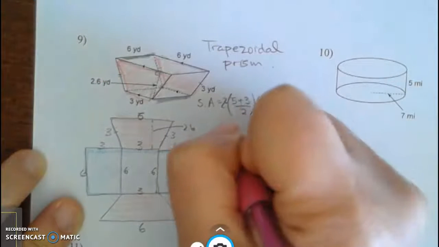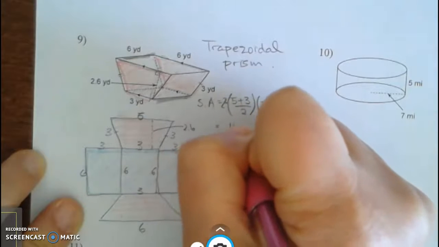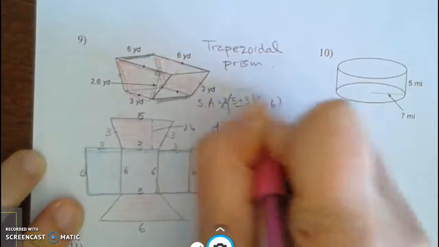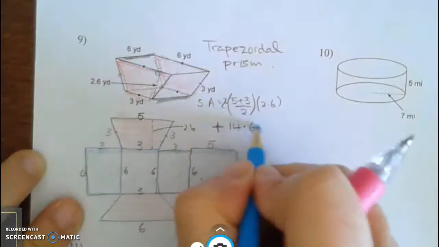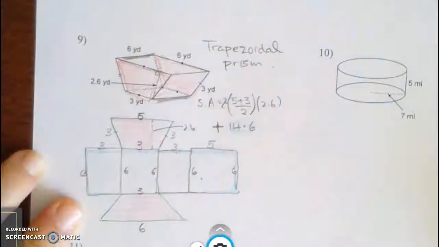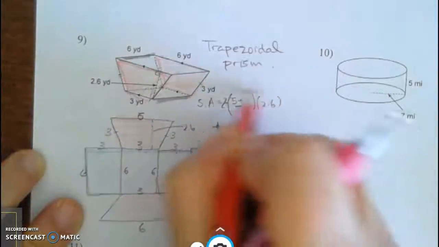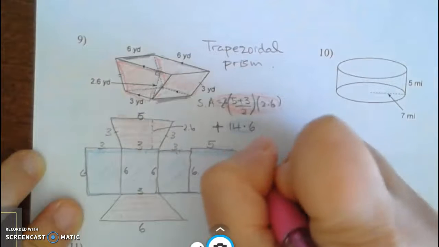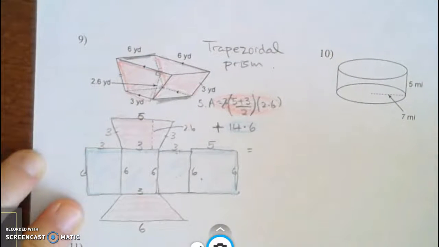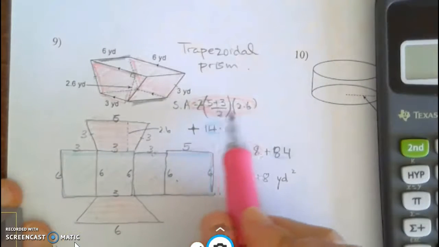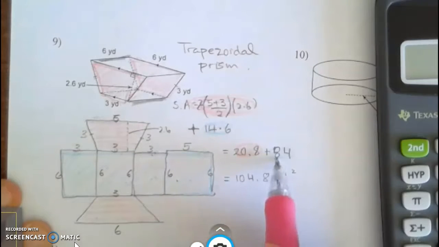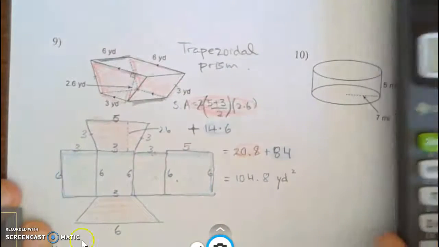9 plus 5 is 14. And so we have 14 multiplied by 6. So we are adding, this is my blue area, and this is my red area. Okay, so when I use the calculator, the red part simplifies to 20.8, and the blue part simplifies to 84. Add that all up, and I get 104.8 yards squared.